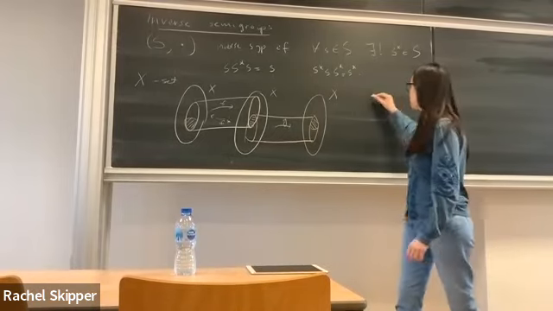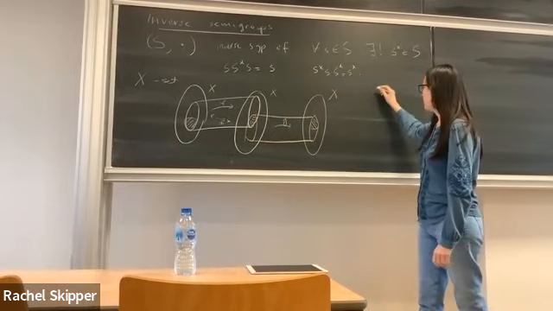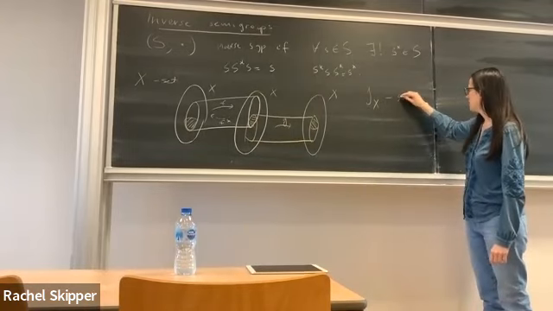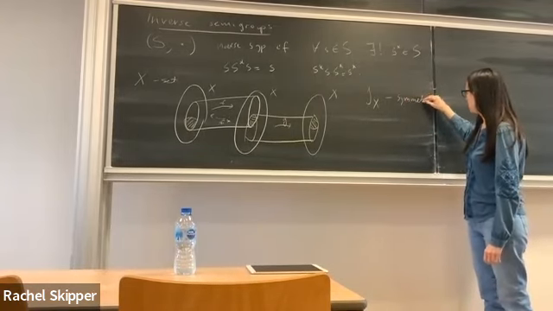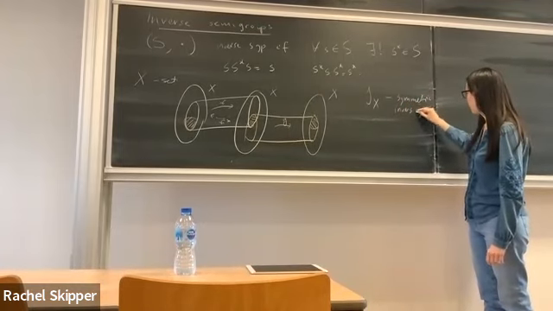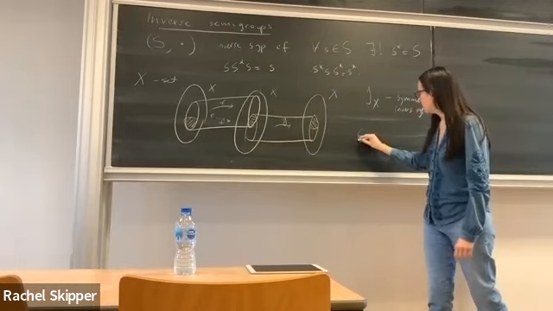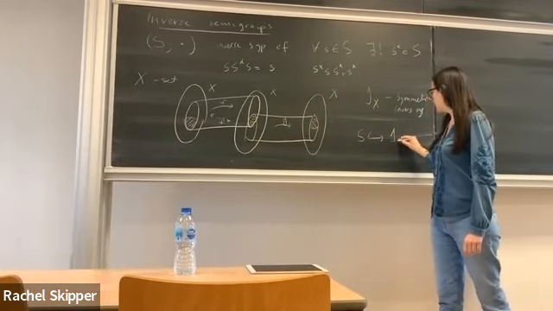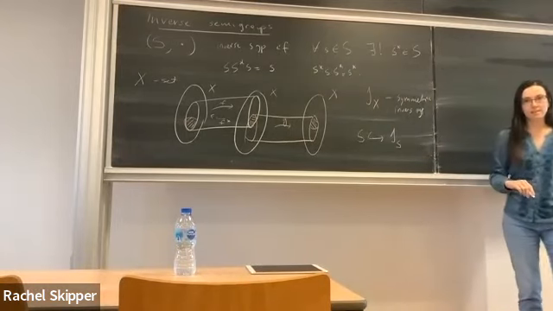This is called the symmetric inverse semigroup on X. This is denoted by I sub X. Symmetric inverse semigroup. And every inverse semigroup embeds into the symmetric inverse semigroup on itself.